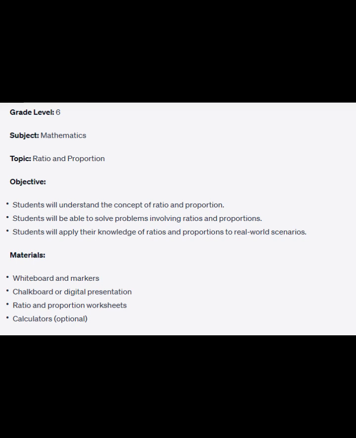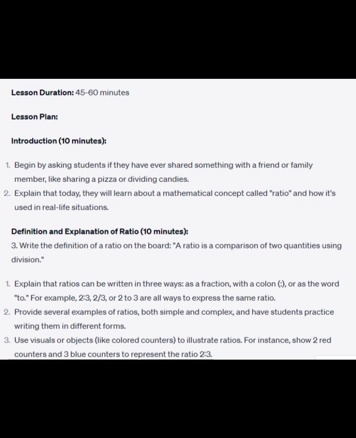Materials: whiteboard and markers, chalkboard or digital presentation, ratio and proportion worksheets, calculators (optional). Lesson duration: 45 to 60 minutes. Lesson plan: Introduction, 10 minutes.